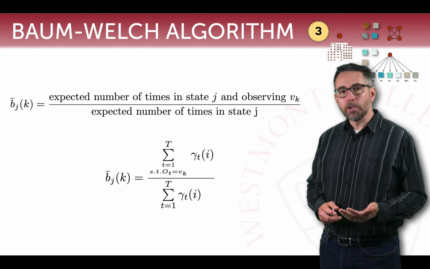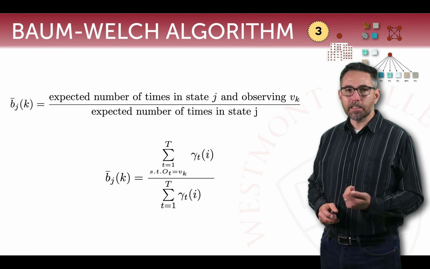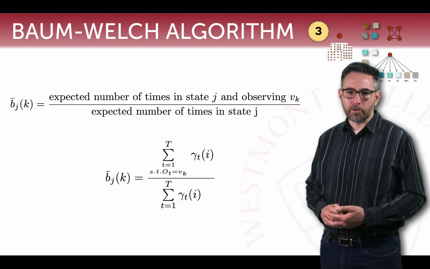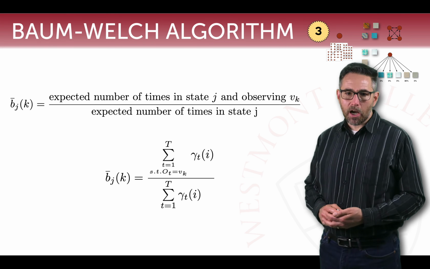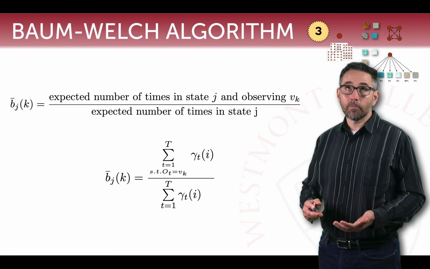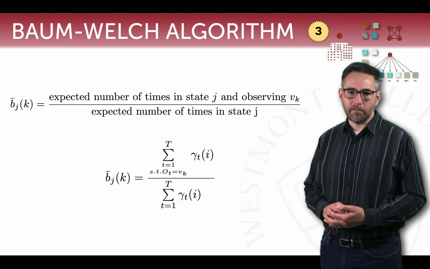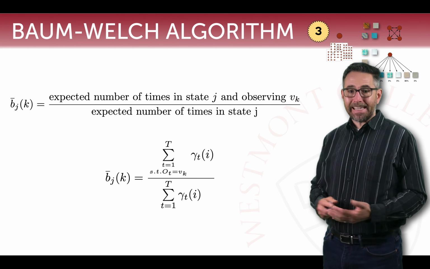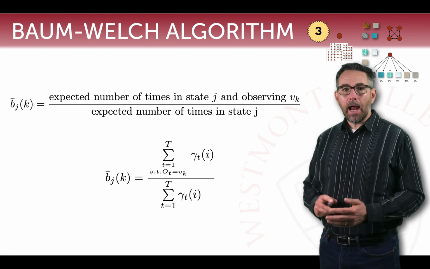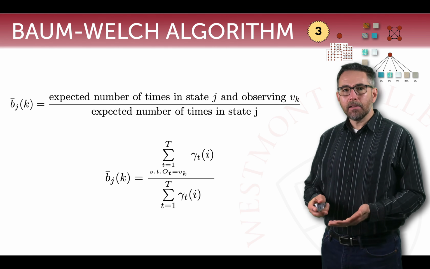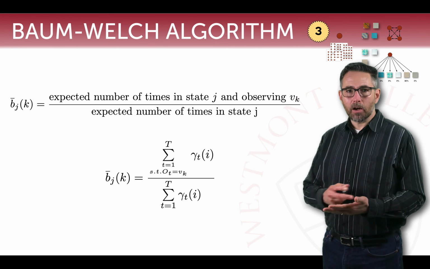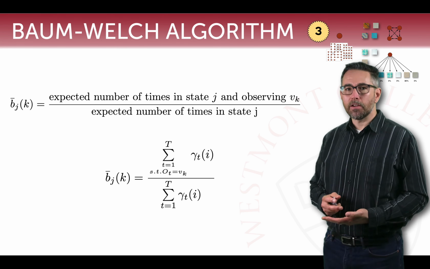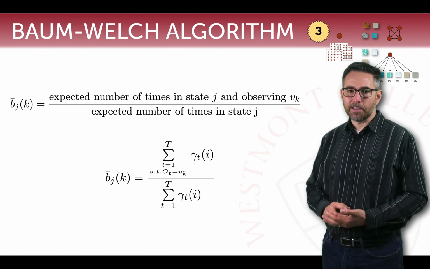So in the numerator, we're going to sum up all the times that we expect to be in state j, but we're only going to sum up those times when we saw the particular observation that we're interested in. So what's the expectation of the number of times we're in state j and seeing vk? We do that by summing from 1 to capital T. And then we divide over all the times that we were actually in that state, regardless of what we observed. In this way, based on our lambda, our gamma t, and our observations, we're able to come up with a new estimate for our observation distribution, bar b, based on those previous parameters.